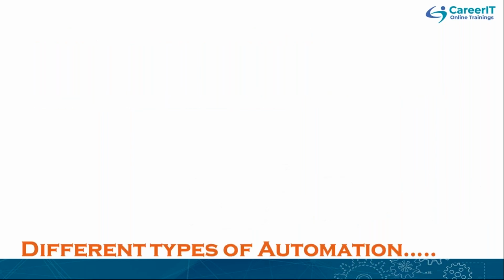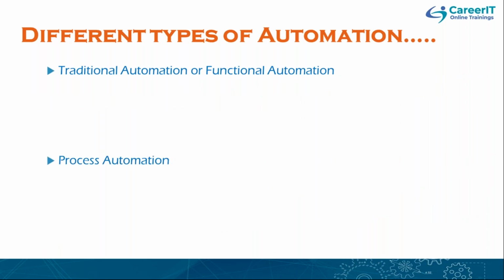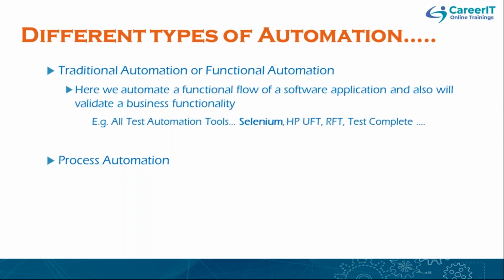And I mentioned there are basically two different types of automations available in the market: the traditional or functional automation, or test automation, and the other one is process automation. Under traditional automation or test automation, this first type of automation is purely related to our software testing industry. Here we are going to write automation scripts, or automate the functional flow of a particular application or product. And finally, as part of our automation, we are going to validate the business functionality.